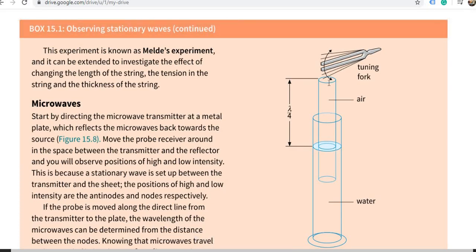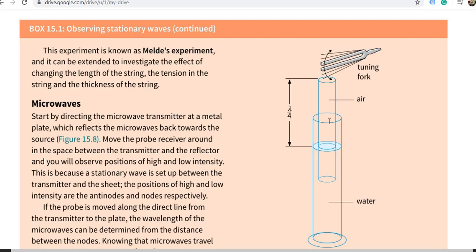So if you move this tube down, the length of the air column decreases. If you move it up, the length of the air column increases. If you move it down, there will be points where you will hear a very loud sound. That is where resonance occurs.